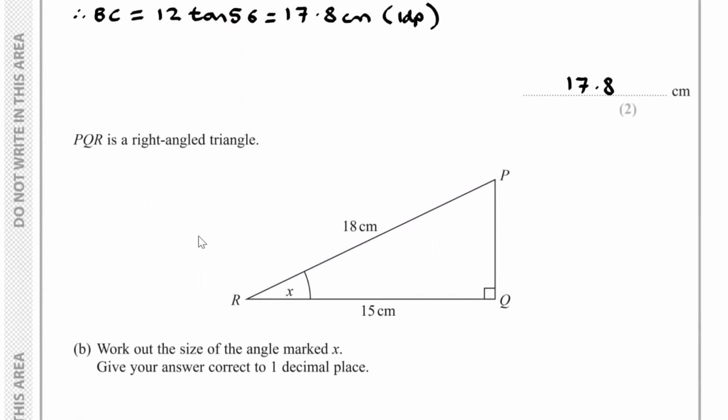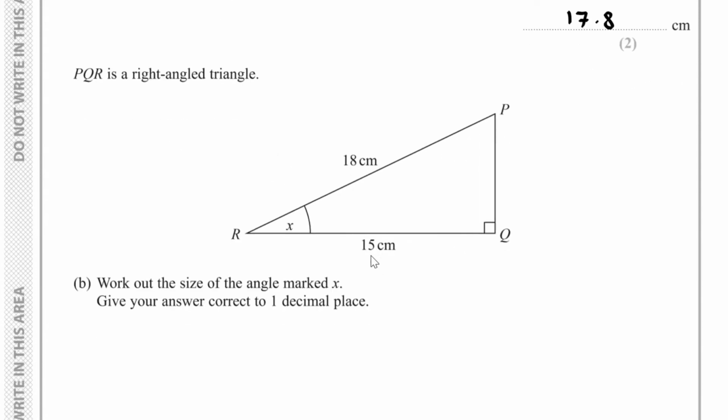And now for part B, PQR is a right-angled triangle, and what we have to do, given that PR is 18 centimeters and QR is 15 centimeters, we have to work out the size of the angle marked X, give our answer correct to one decimal place. Well, similar to before, let's label the sides. We've got the largest side opposite the right angle. This is the opposite. We've got in between the included angle and the right angle, that's the adjacent. What connects the opposite with the adjacent is cosine.